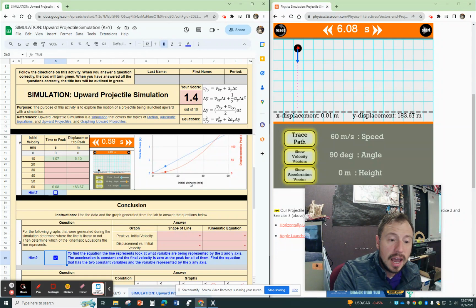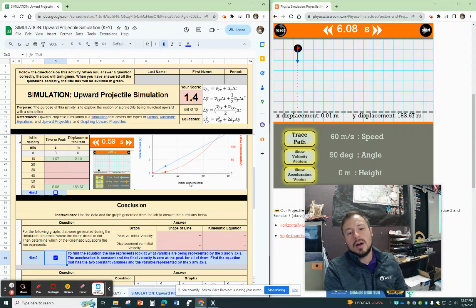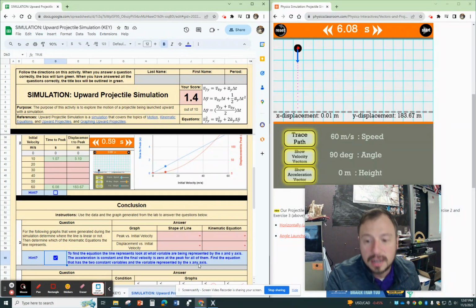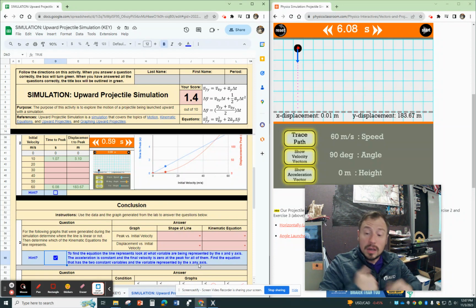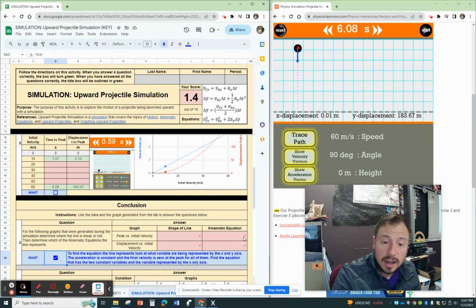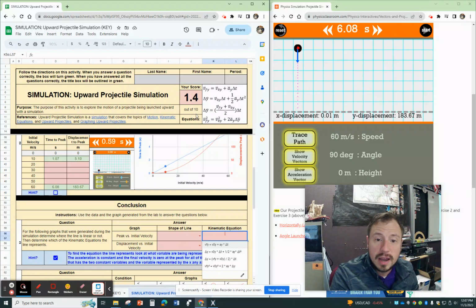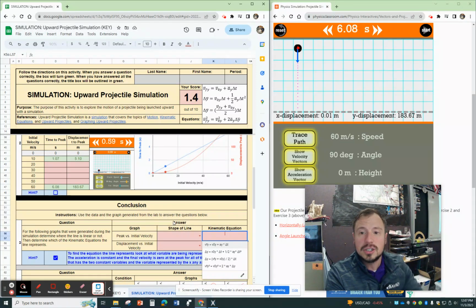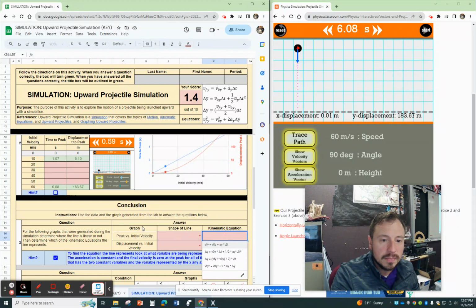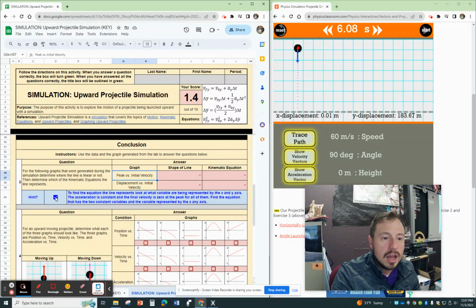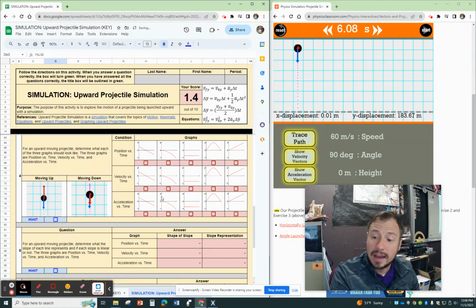Find the equation that has the 2 constant variables and the variables represented on the x and y axis. So just find the equation that has that, and that'll show you which of those equations these graphs are representing, because we're changing the initial velocity that it's being launched up at. Good. Now, if we scroll down here, we need to look at the graphs.